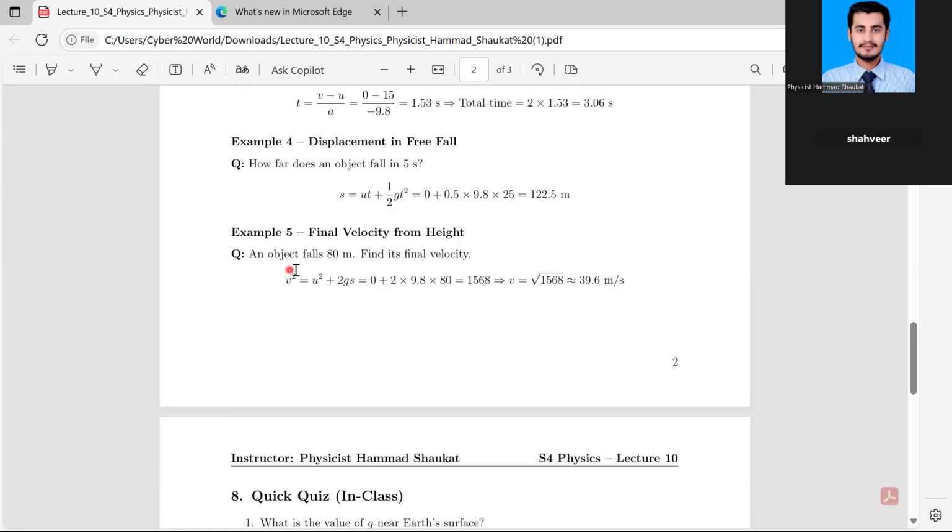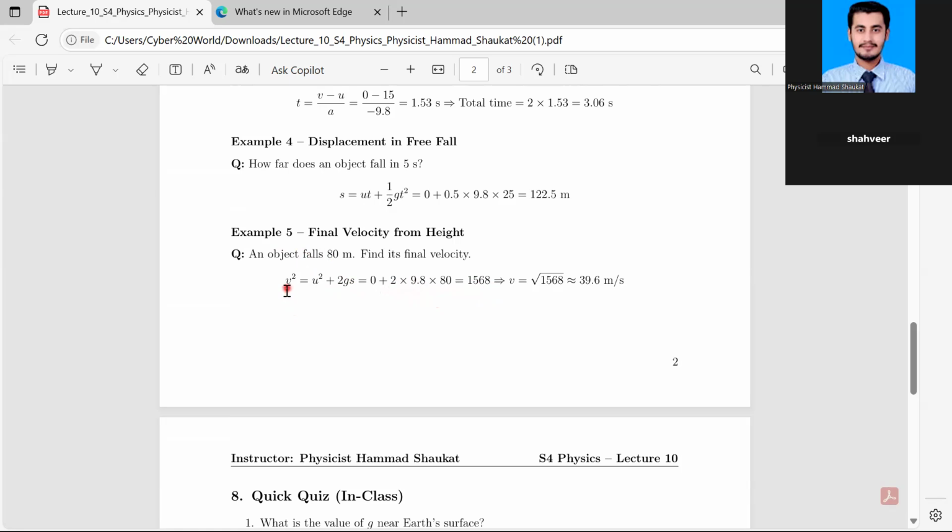Again, the object is falling. You have to take the initial velocity, which is 0, plus 2gs, and your body is falling under the action of gravity. That's why you are taking positive 9.8 multiplied by the distance s, 80 meters. Just multiply 9.8 and 80, and you will get your answer, which is 1568 meters squared per second squared.